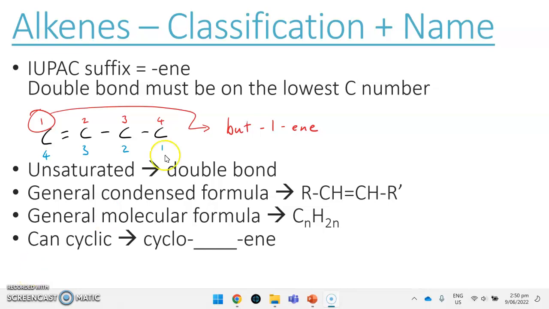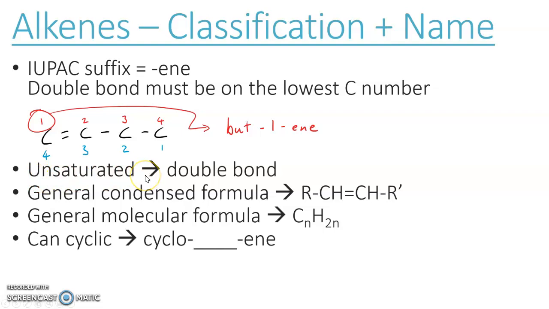Okay, alkenes. Alkenes have a double bond. For the numbering, we always number with the lowest carbon possible attached to the double bond. In this case, if we number from the left, we have but-1-ene, because the double bond is attached to the first carbon. If we number from the other end, we have but-3-ene. So we go with but-1-ene.